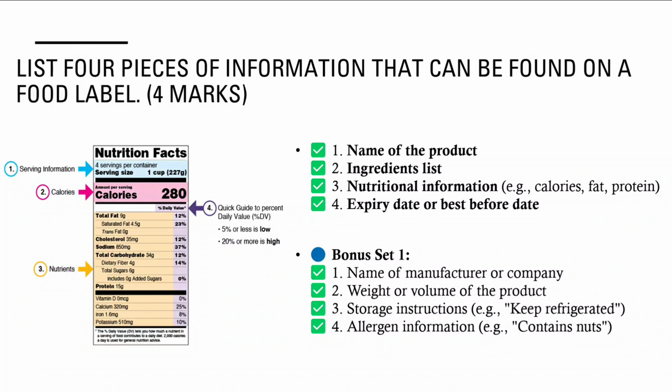Also, bonus things that may be on a food label are the name of the manufacturer or the company, weight or volume of the product, storage information. Some products will tell you keep refrigerated, and also allergen information. So you may see things like contains nuts or processed on a plant where soy or wheat may come in contact with the product, or stuff like that. But just listing 4 would have been adequate just in case you got a question like this.